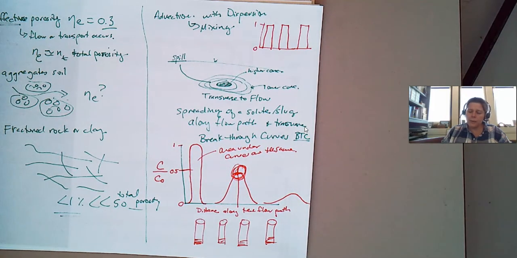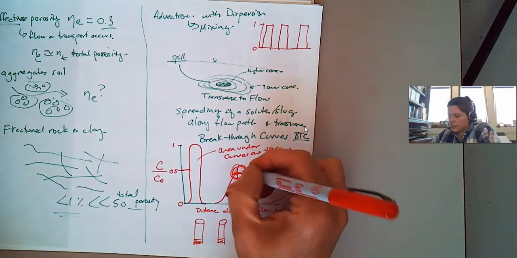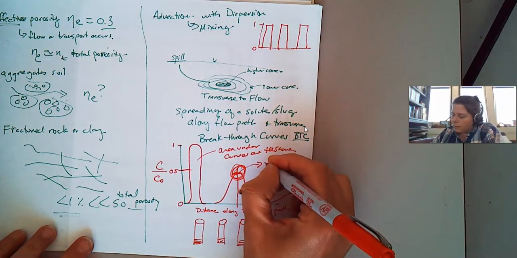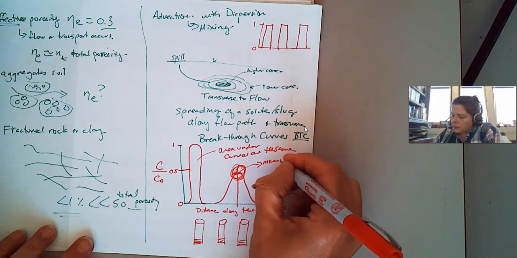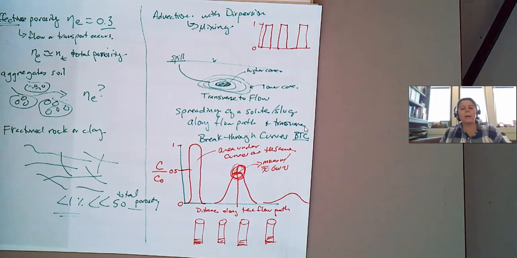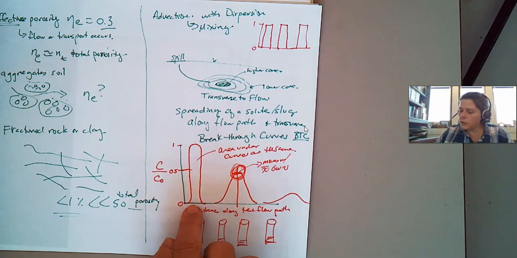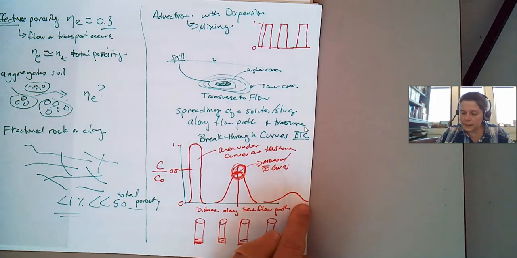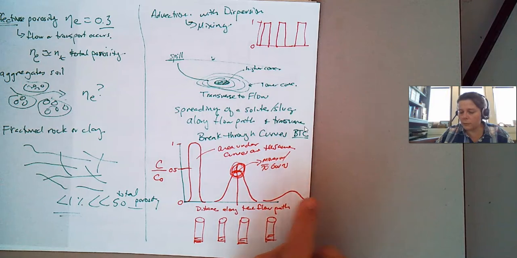Note that the center of mass of the slug moves along with the average groundwater velocity. So this part right here moves with average groundwater velocity. That's where that's coming through. This is the average groundwater velocity. The peak concentration is going to be highest at the beginning, and then it's going to get lower and lower as you get further away.